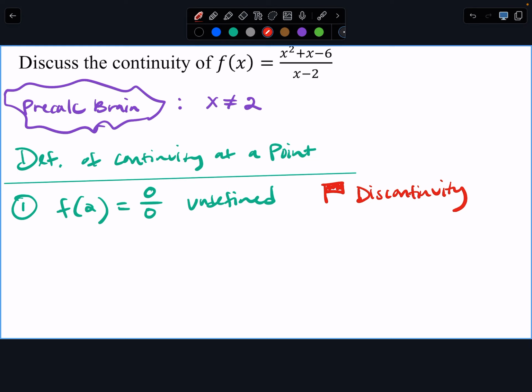We got started with 2 from using our prior knowledge. But if you were being asked to discuss what's happening at x equals 2 for this function f, you just think about plugging 2 in. So then we move on to the next part of our definition of continuity at a point, which is taking the limit. So thinking about taking the limit as x approaches 2 of f of x.